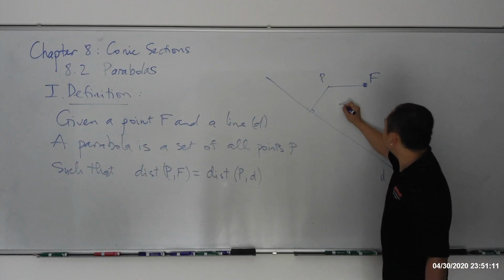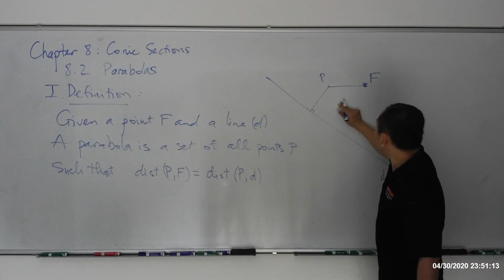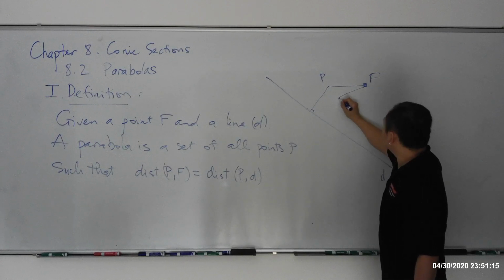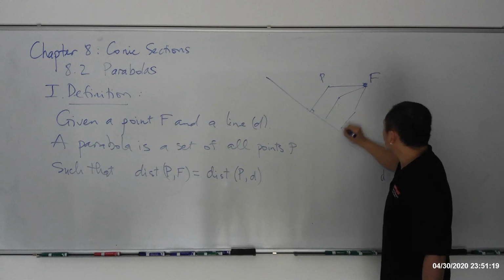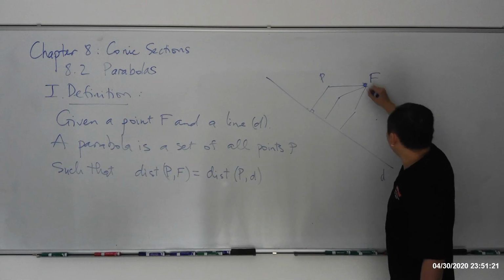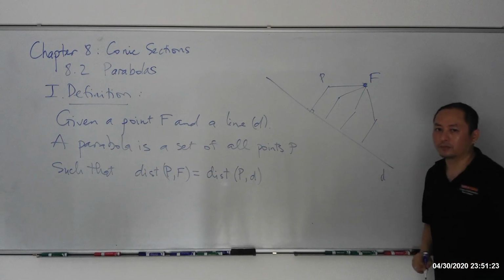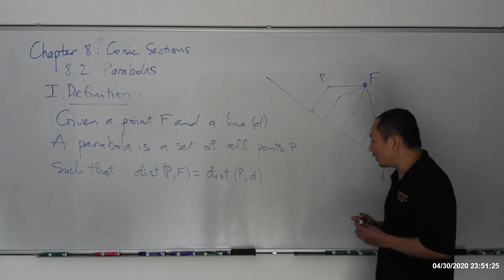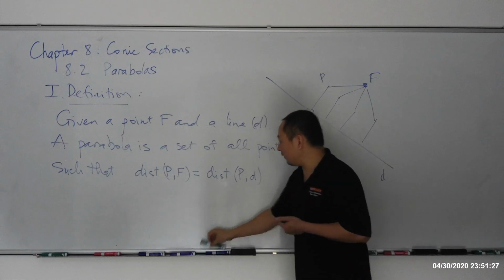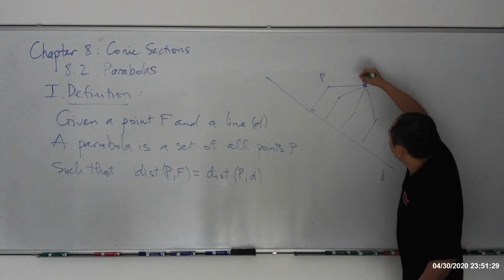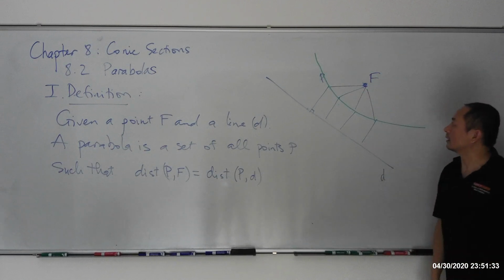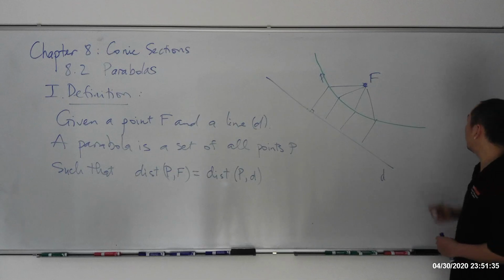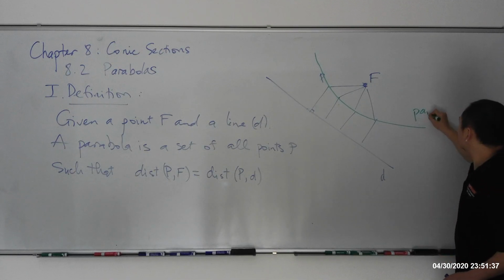We have a lot of points P. And another point right here, same distance. Another point right here, same distance, right? Many points P satisfy the condition. And then you're going to connect all the points P that have the same distance from P to F and from P to line D. You're going to have a curve. Okay? And that curve, now we're going to call it a parabola.